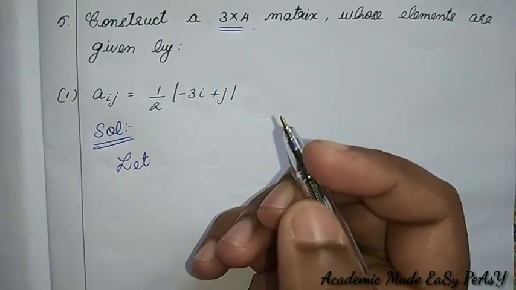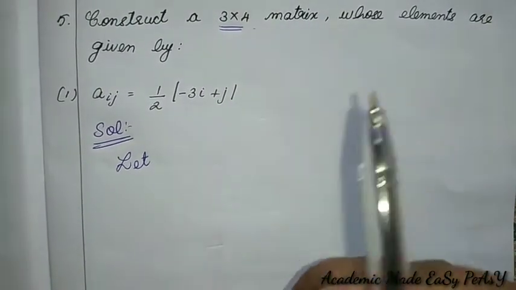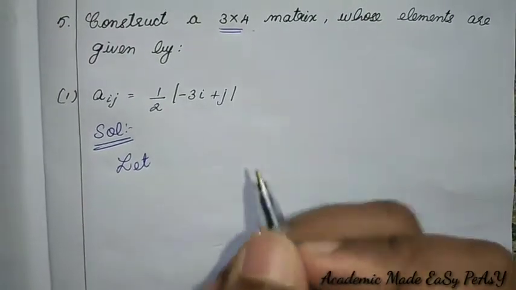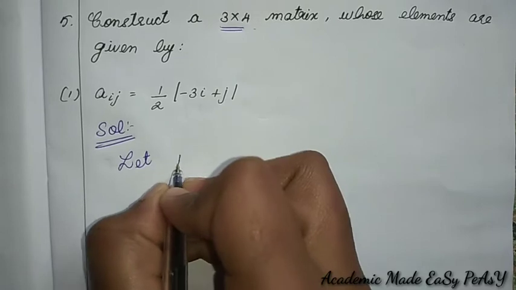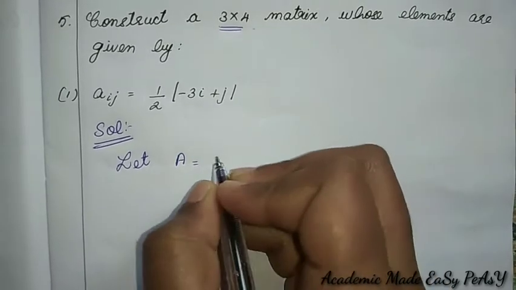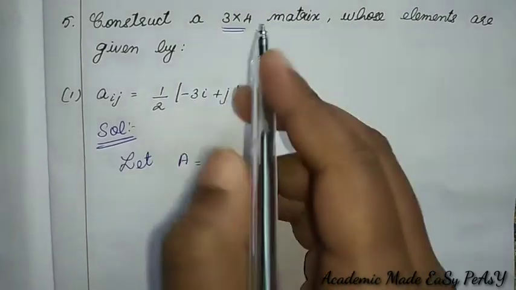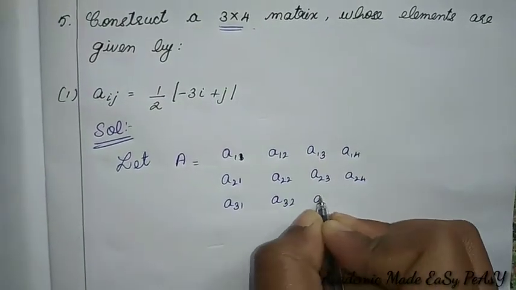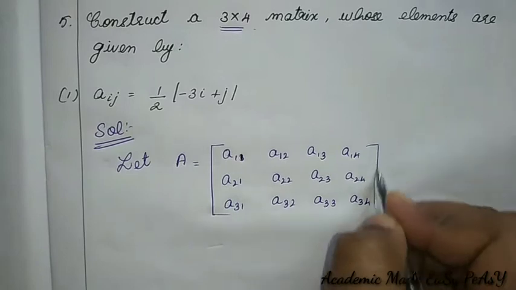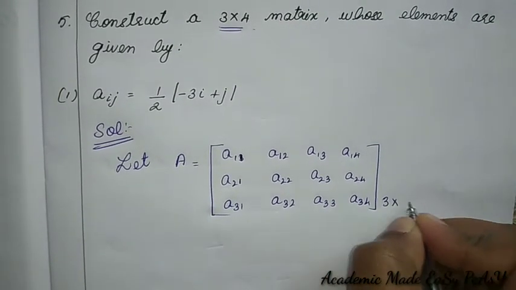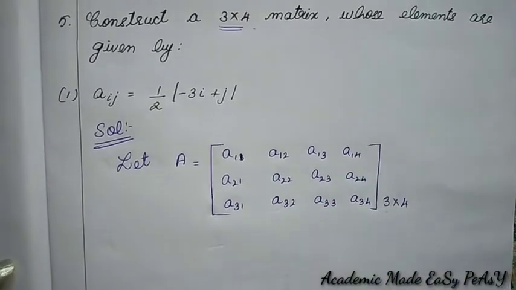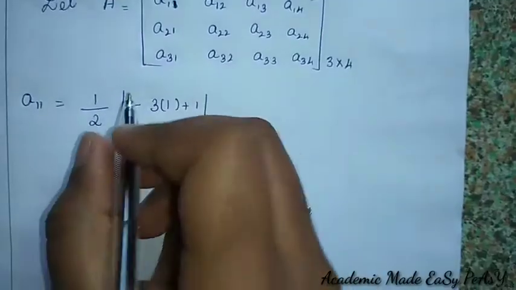In the previous questions, A is equal to Aij was given in the question itself, but here nothing is given. So I am saying let my matrix be A. Therefore, A is equal to, since it is a 3 by 4 matrix, this is the general form for a 3 by 4 matrix. So now I will start finding the answers for this.